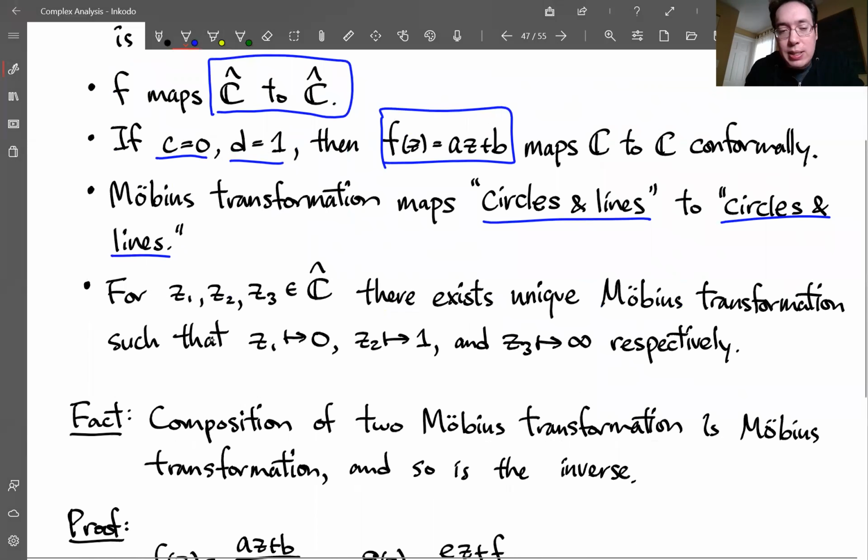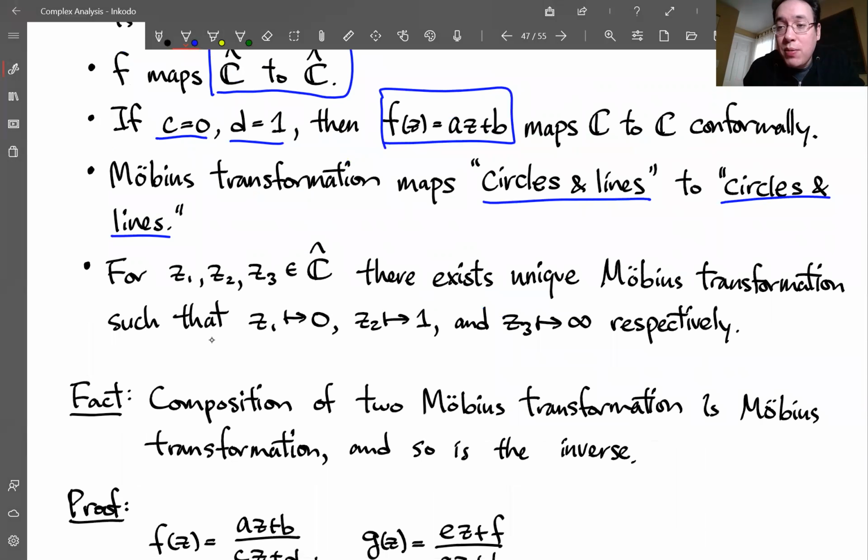And last time, with an explicit formula, we showed that if you pick any three points from the extended complex plane, z1, z2, z3, then you can find a unique Mobius transformation that maps those numbers to 0, 1, and infinity, respectively. So that's what we did last time.